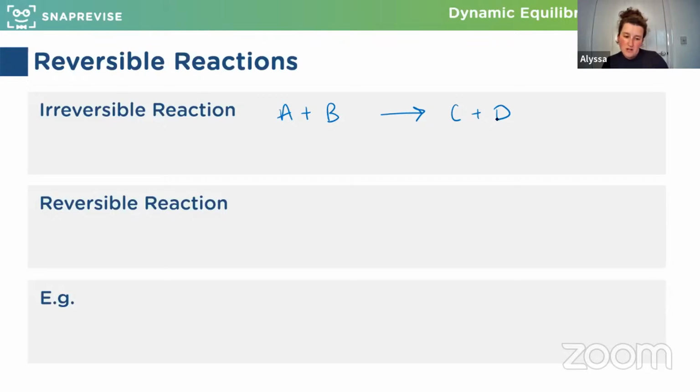Yep, lovely. Look, so this is OCR, Edexcel, and AQA. Brilliant, lovely. It looks like everyone's got that. So the reaction goes forwards only. Looks like lots of you have got that. Anyway, what about a reversible reaction? How do we tell that something's a reversible reaction? How does it differ?